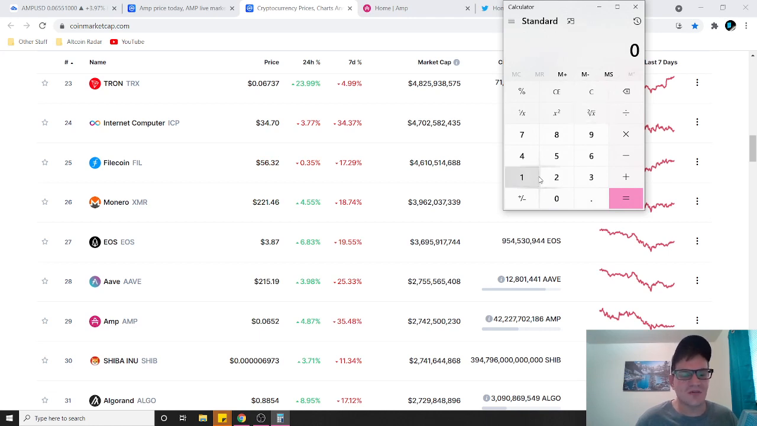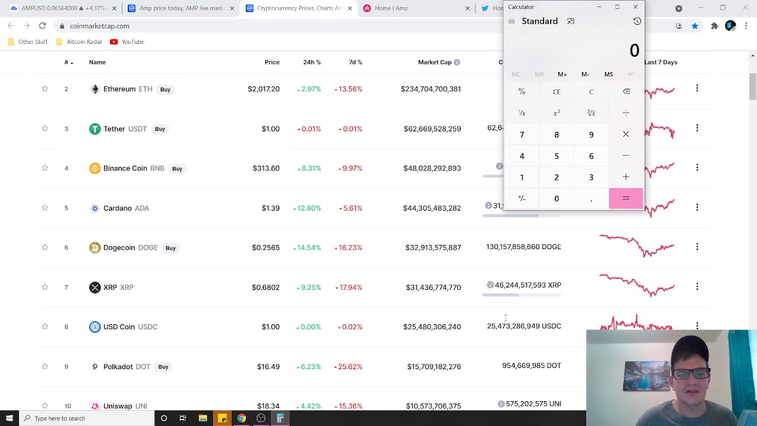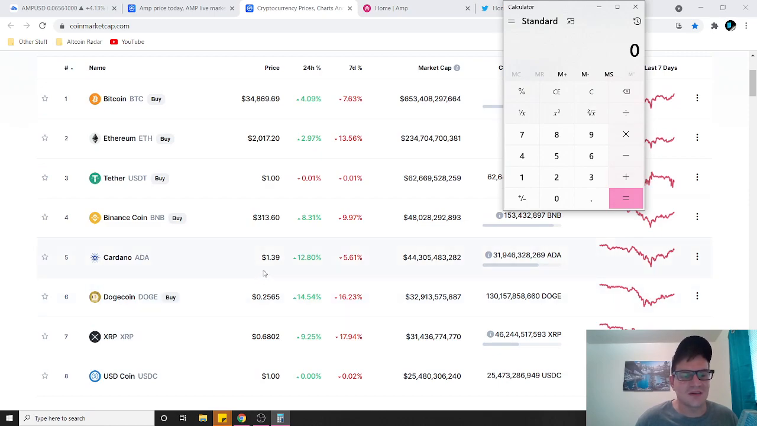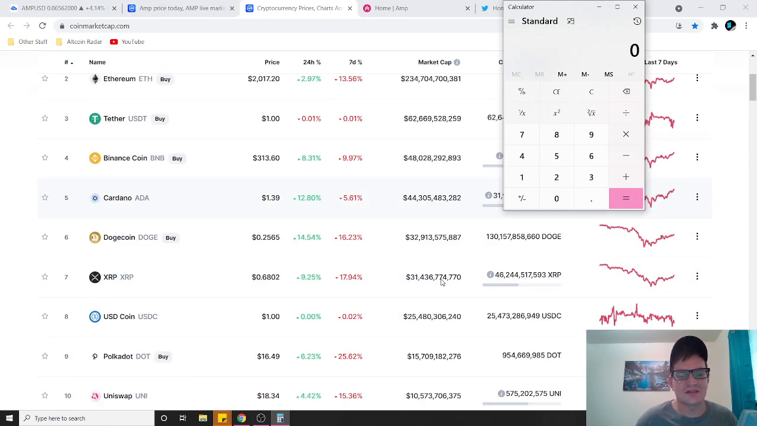I could see, it could be possible. It could go up to $1 though, or something like that. I mean, that wouldn't be out of the question, honestly. If it went up to $1, that would be roughly a $42 billion market cap, which would put it right in this area of the top 10 somewhere.